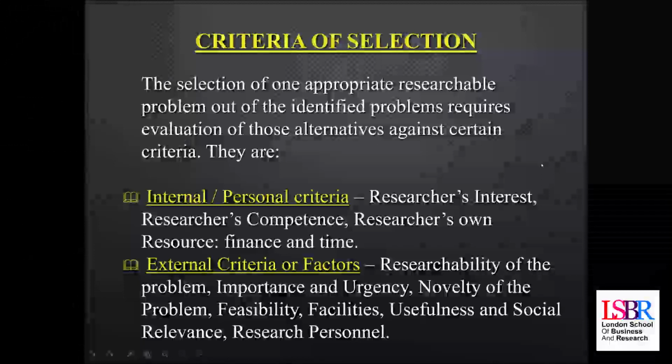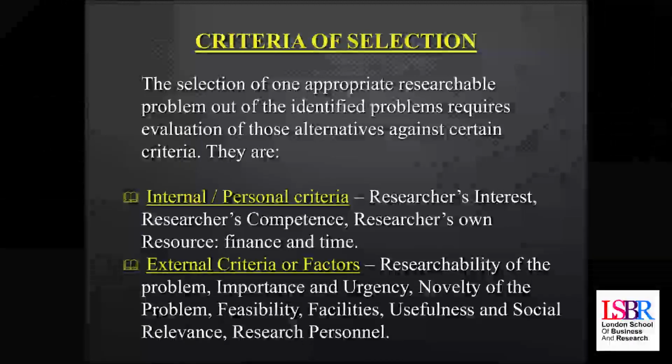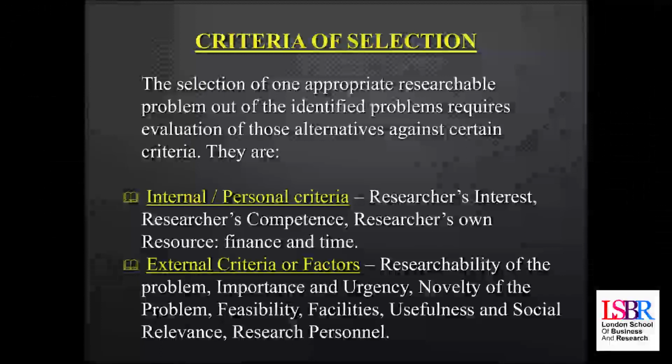So how do you select then from the research problems? Well, the selection of one appropriate researchable problem out of identified problems requires evaluation, okay? So we use a couple of criteria that can be useful in guiding us. We have internal or personal criteria, which is all about the researcher's own interests.